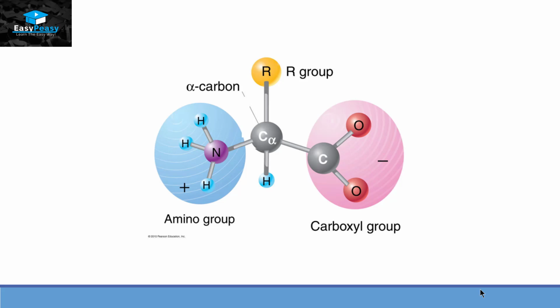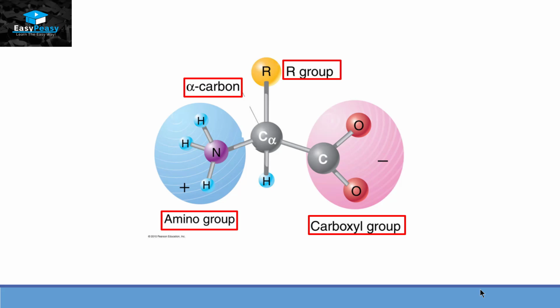If we look at the structure of an amino acid, all amino acids are made up of 4 different things. One is the alpha carbon, one is the amino group, one is the carboxylic group, and one is the R group. The R group changes one amino acid from another by changing the structural formula on this side.